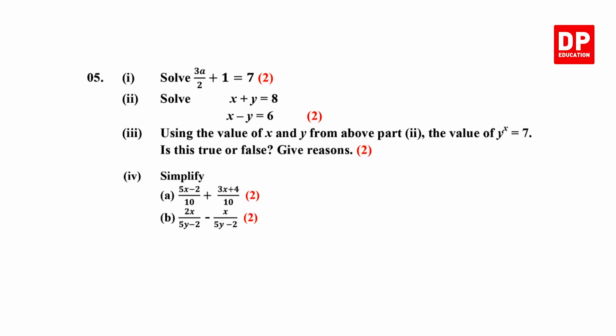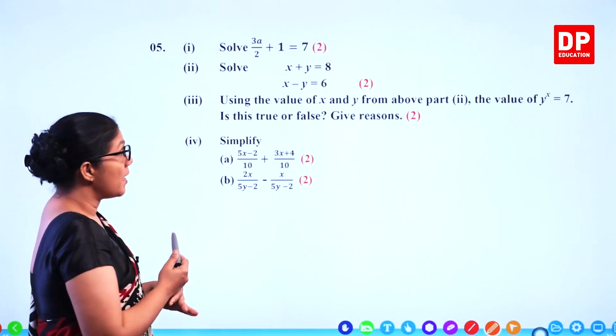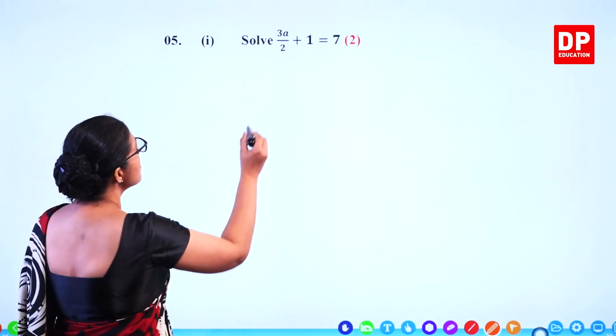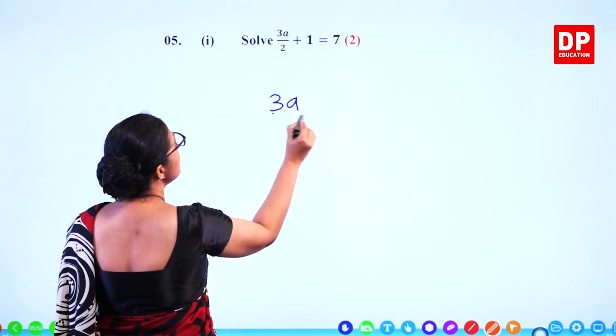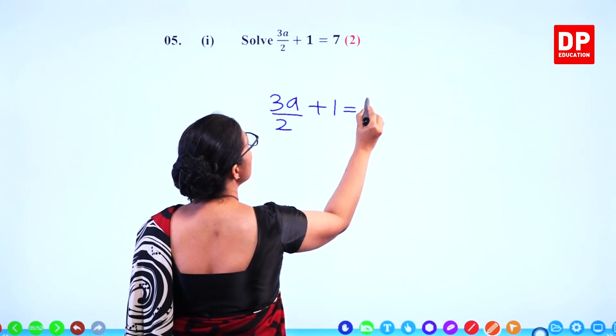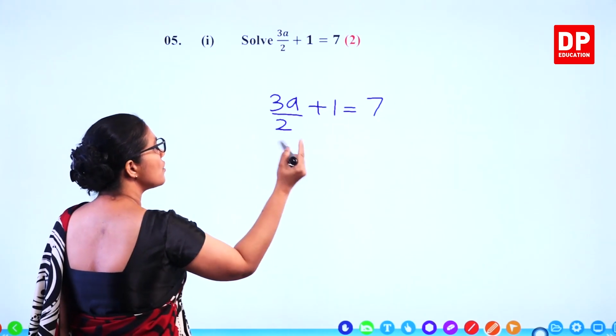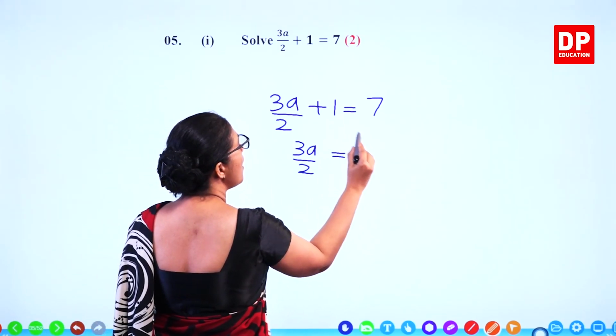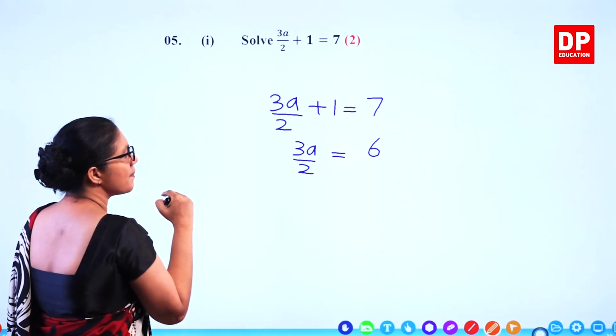Question number 5, algebra question. So you have to simplify algebraic expressions, solve simultaneous equations. Solve this linear equation: 3a over 2 plus 1 equals 7. So you have to first take 1 to the other side. That becomes 7 minus 1, that's 6.